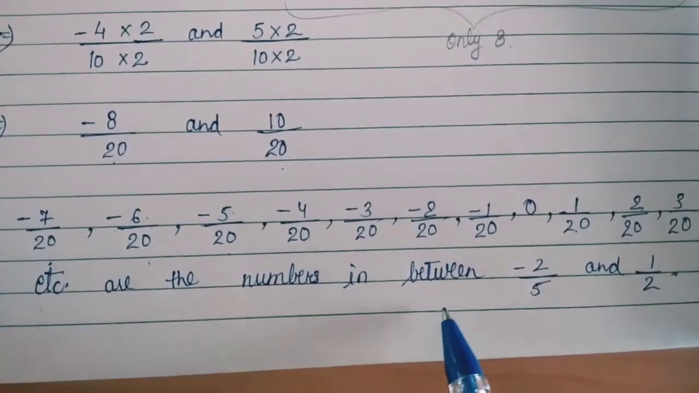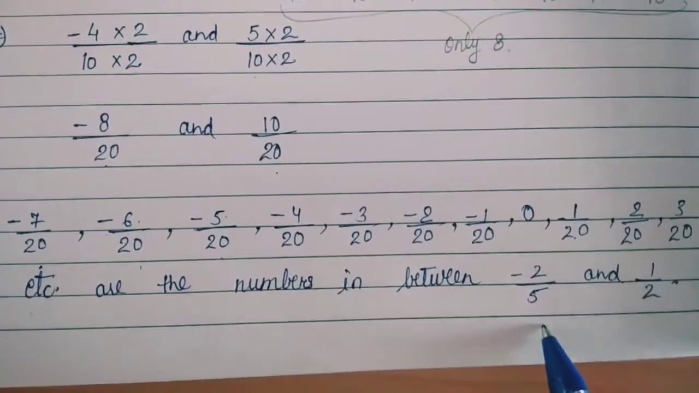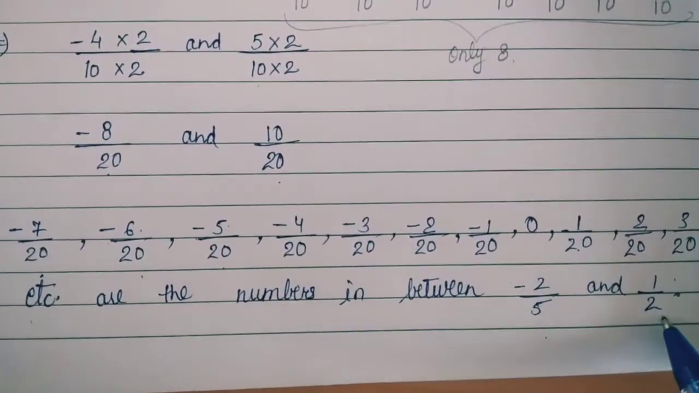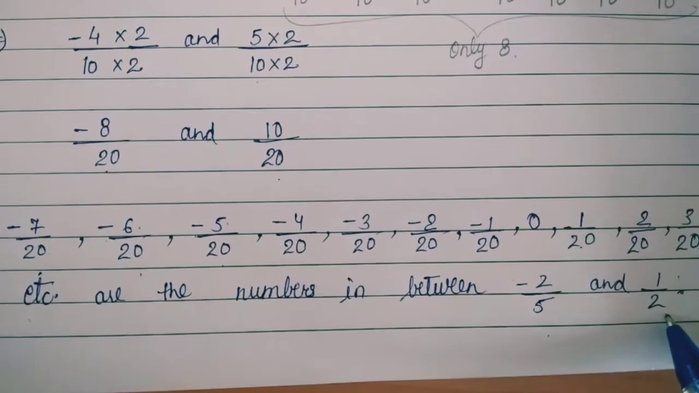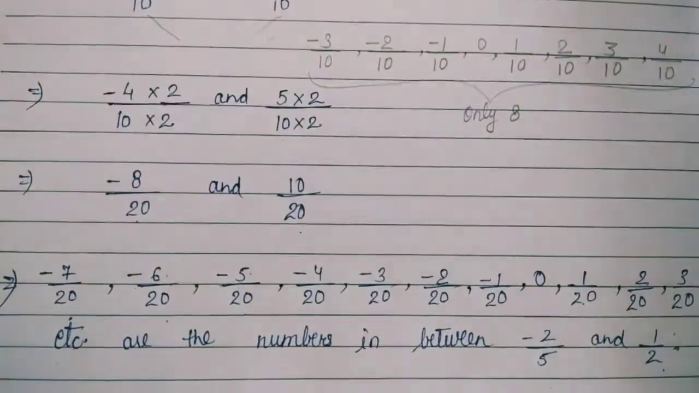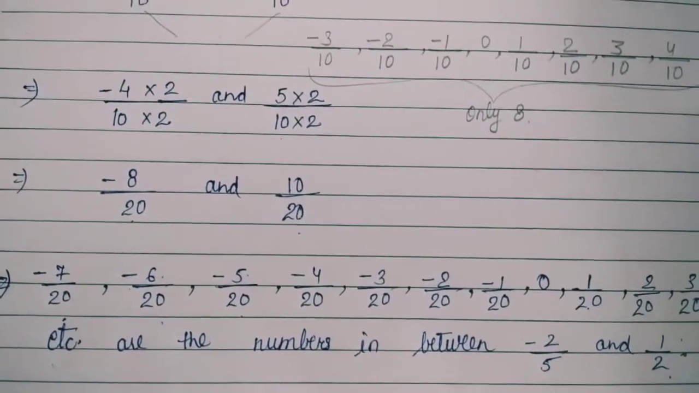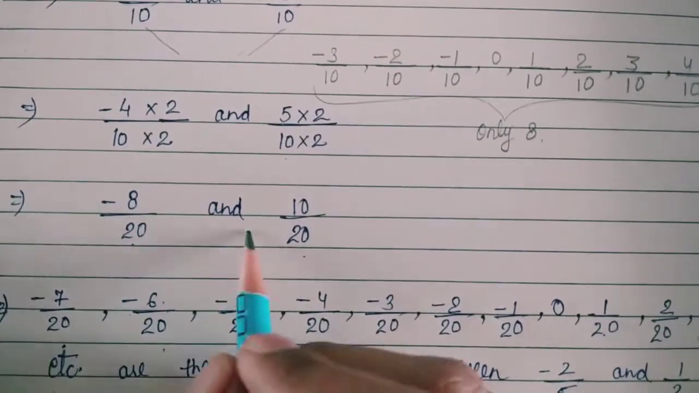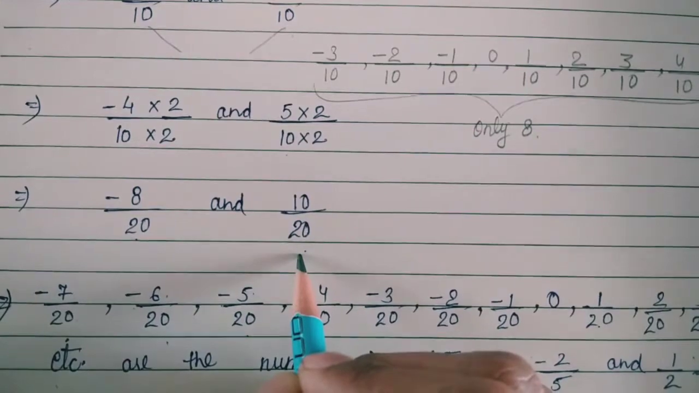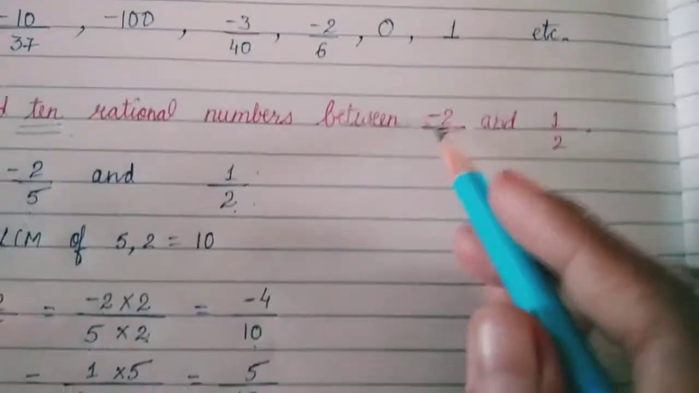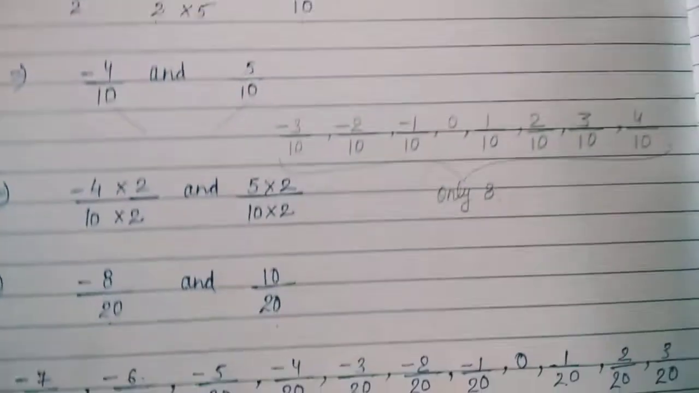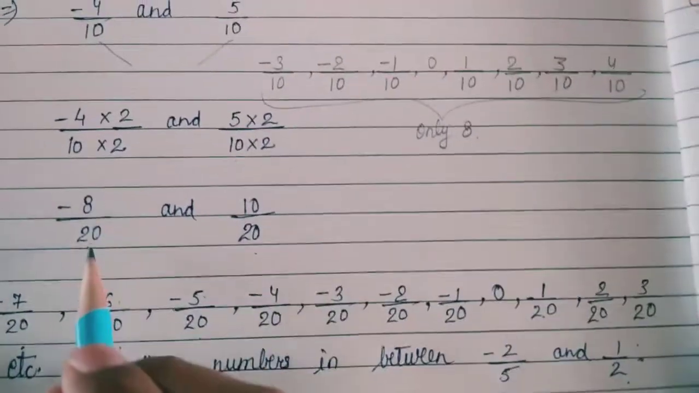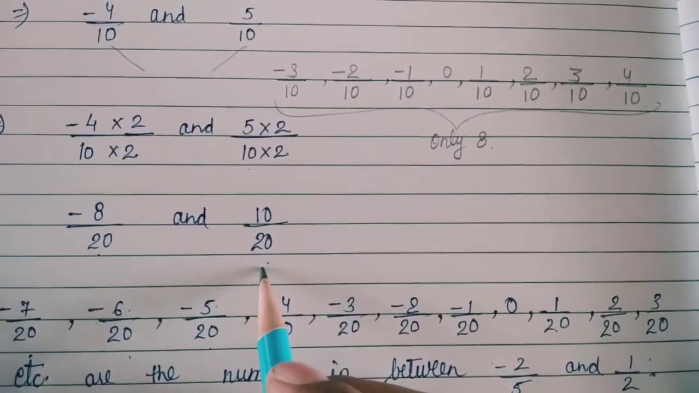The numbers in between are minus 2 upon 5 and 1 upon 2. Now lots of students are confused. How can we write in between the numbers minus 8 upon 20 and 10 upon 20? The question is asking minus 2 upon 5 and 1 upon 2. So why are we writing in between the numbers minus 8 upon 20 and 10 upon 20?